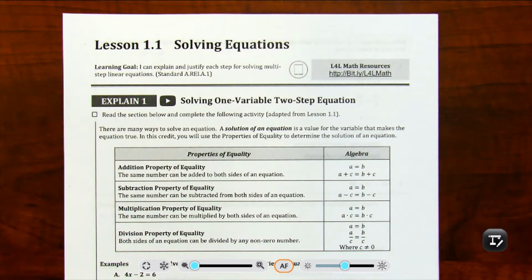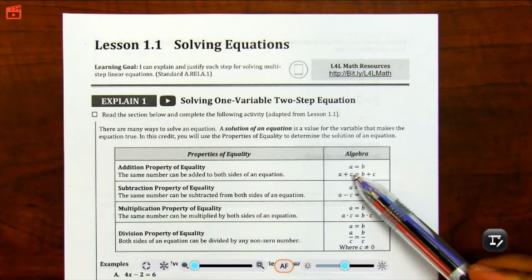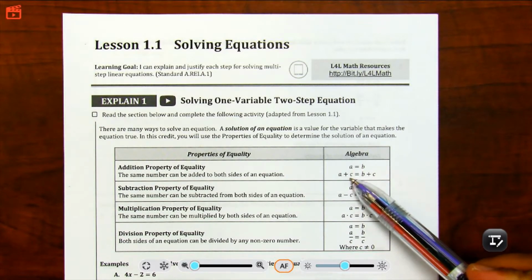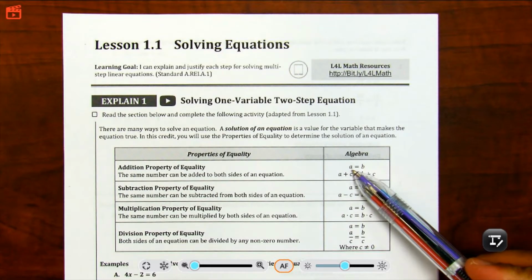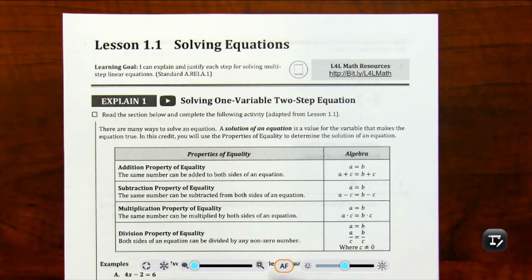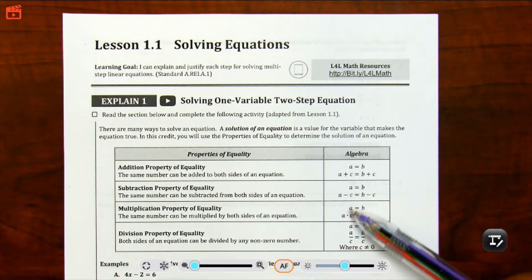The four properties that we're going to be talking about in this lesson are the addition, subtraction, multiplication, and division property. And these properties pretty much go like this. Whatever you do to one side of the equation, so for the addition property, if we add c to a, then we also have to add c to b. For the subtraction property, if you subtract c from a, then you have to subtract c from b.